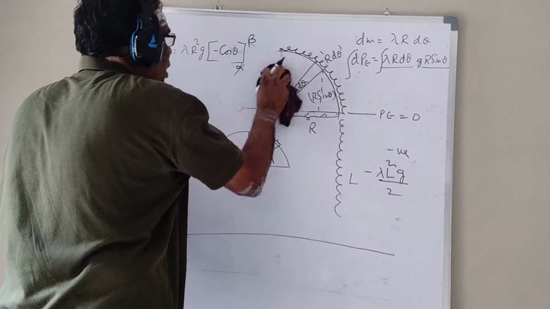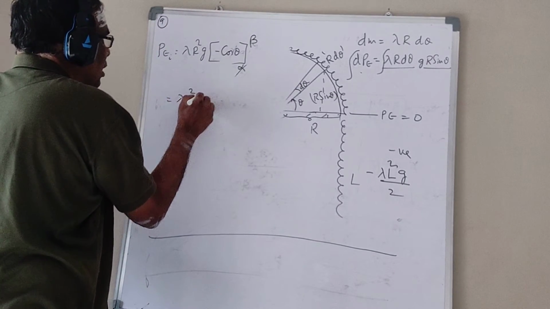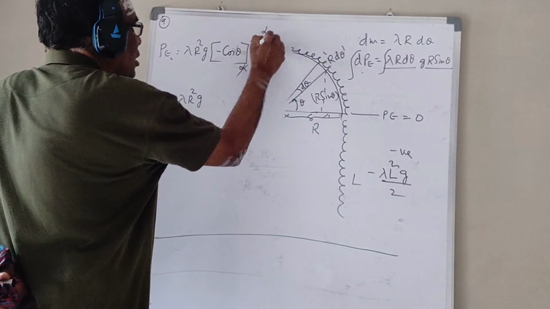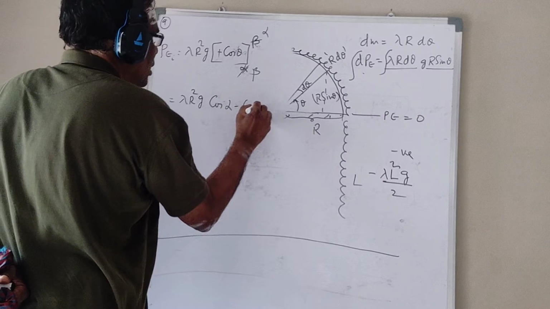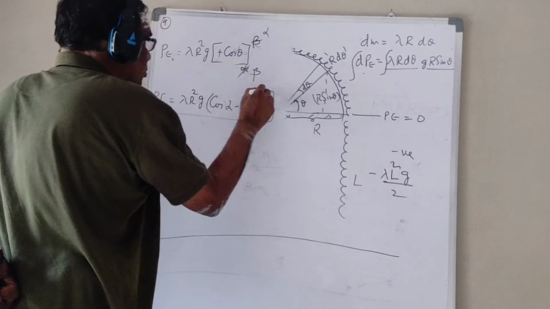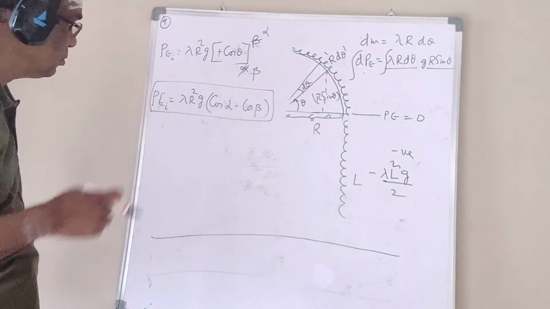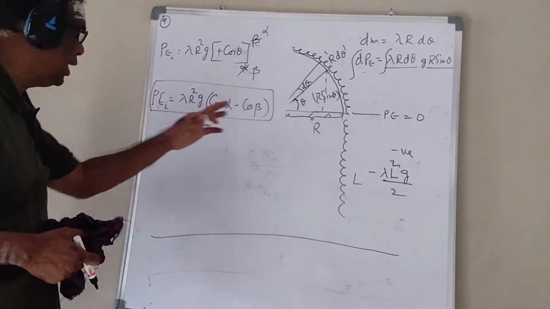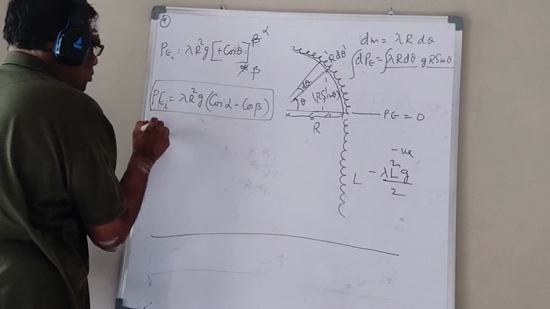I am erasing this part of it. Now, what do you write? Lambda r square g, reverse the sign and reverse the limits, so cos of alpha minus cos of beta. This is the standard expression that we are going to have. Now, very important, I am telling you, every time this kind of a curvilinear surface is given, we can directly take it in this fashion and find out what we want to do.